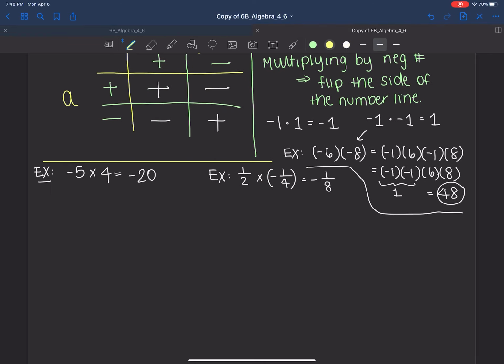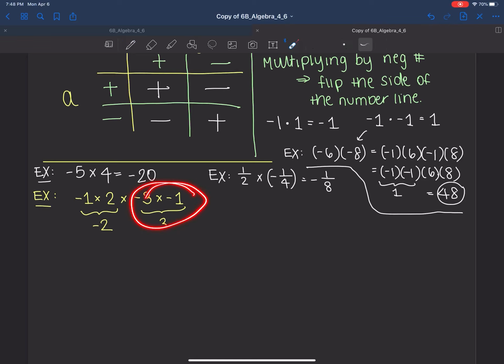All right, let's do a little bit more involved example. Let's do -1 times 2 times -3 times -1. Okay, so we had a volunteer help us with this in class. These two together will make -2. These two together will make 3. You're actually secretly using the associative property of multiplication here, believe it or not. Now with these two together, we'll get -6. So this whole thing is -6.